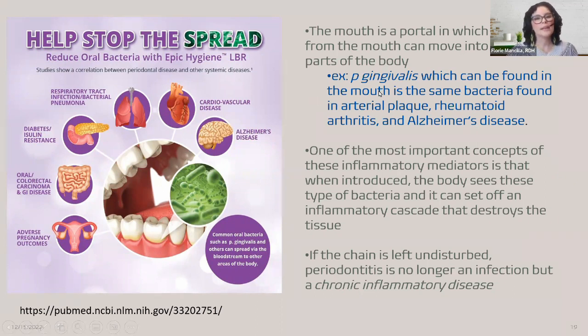Talk to them about things like P. gingivalis, which we're so familiar with. Some of them don't know that it's the same bacteria that they find in arterial plaque and rheumatoid arthritis. So that's an important concept to hit home with the patients, because then they understand that what you're doing is trying to break that chain so that it isn't left undisturbed, and so that periodontitis doesn't become a chronic inflammatory disease. So what we're doing with the laser is helping to stop the spread.